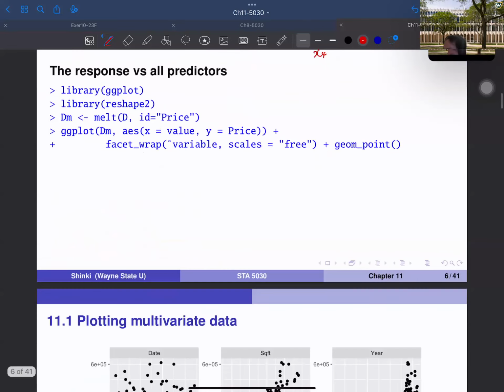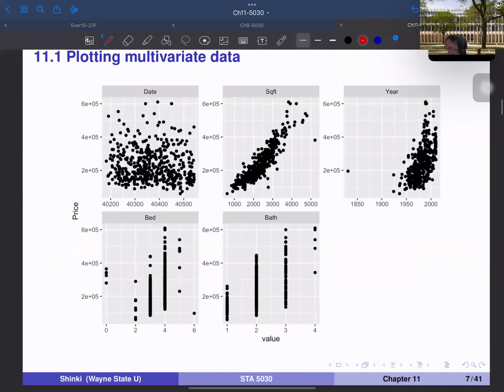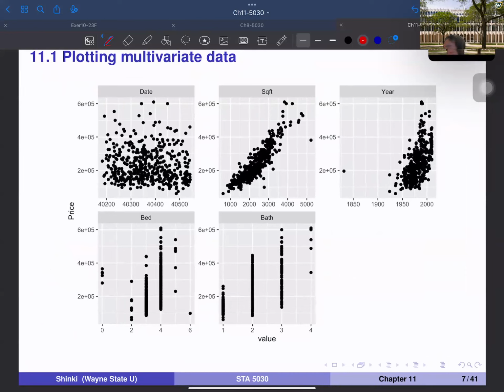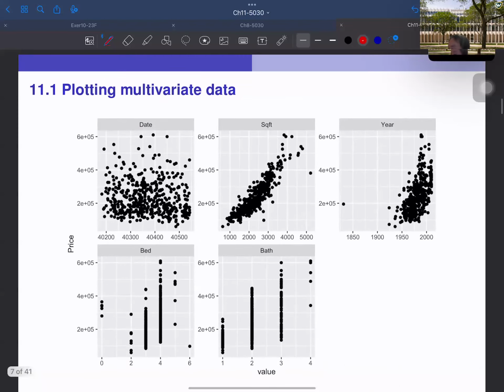And sometimes it's convenient to make the response versus each predictor. Especially if we have many possible predictors, the pairwise plot is not really informative. We are not really looking into the relationship between the bedrooms and the bathrooms, but we want to see the relationship between price and other variables. So in this case, we can use this plot. This is from the ggplot package, and it can automatically generate these figures.